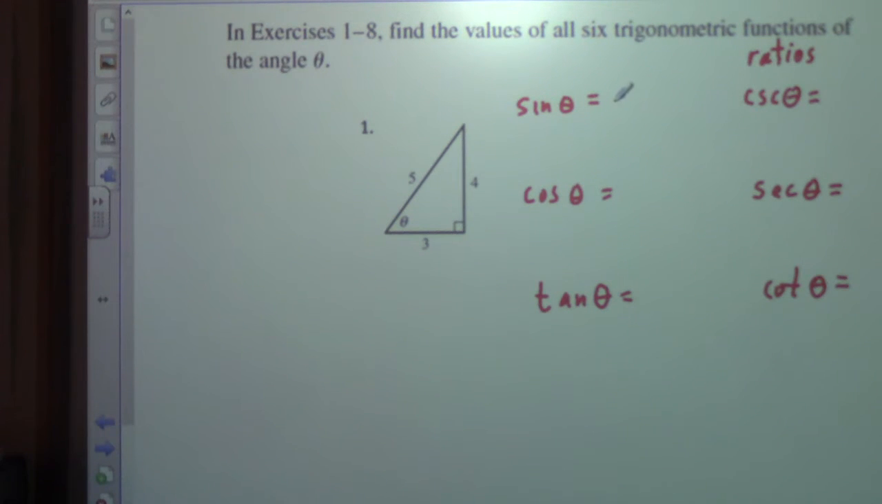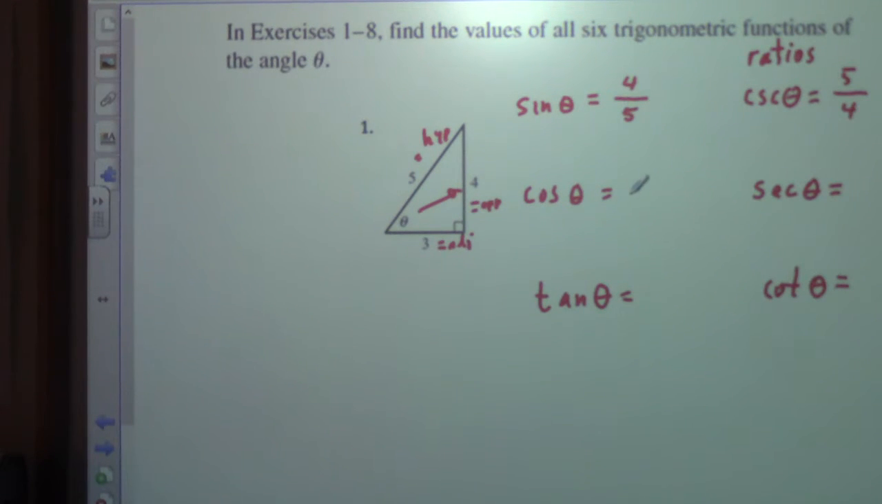Sine is going to be opposite over hypotenuse. And what is our opposite for this one here? 4. Sometimes you can just write this down: 4 is going to be your opposite, 3 is going to be your adjacent, and 5 is going to be your hypotenuse. So opposite over hypotenuse is going to be 4 over 5. And the cosecant of theta is going to be the reciprocal of sine. So what is the cosecant going to be? 5 over 4.